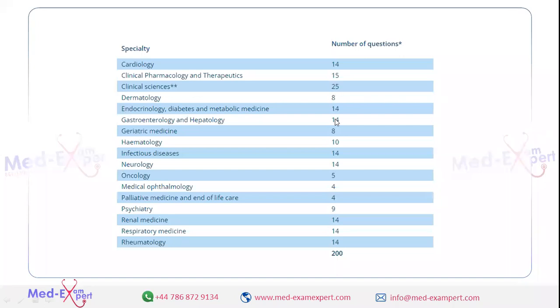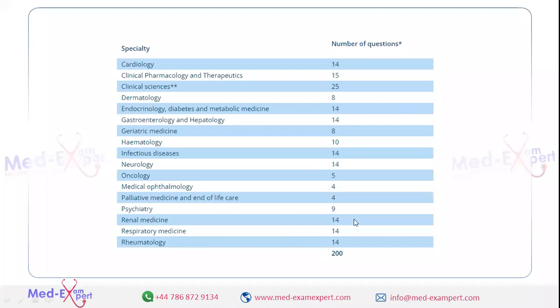What's important to note in this division is rheumatology. Rheumatology was not a big or long chapter in our undergraduate days, but rheumatology is a big specialty, so it has 14 questions. In your MBBS days, if you compared rheumatology versus cardiology, obviously cardiology was a major part. But in MRCP part 1, both cardiology and rheumatology have equal weightage.